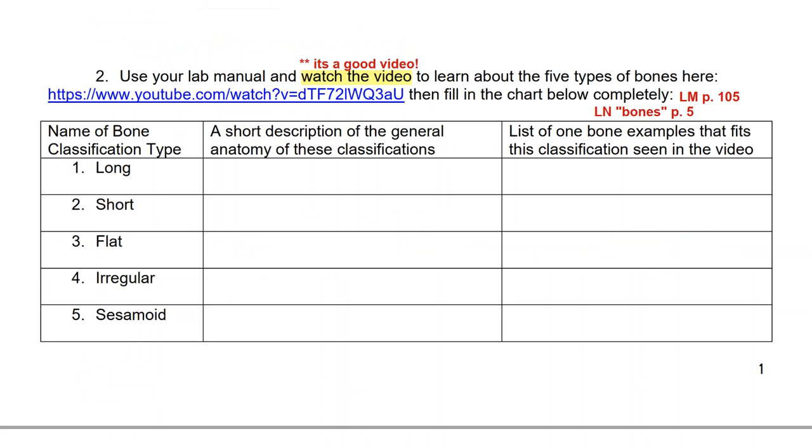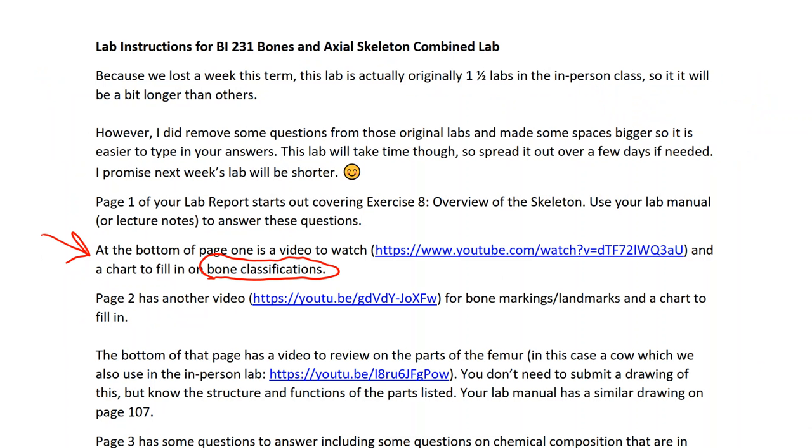Then the next part is learning to categorize or classify the different types of bones apart from each other. This video that is linked right here is great. It's incredibly informative. You can also look at the page numbers or look in your lab manual to double check that information, but really useful and informative video. And it's right here where I've marked in the online instructions, the video for bone classifications. It's nice to have it linked in your actual report.